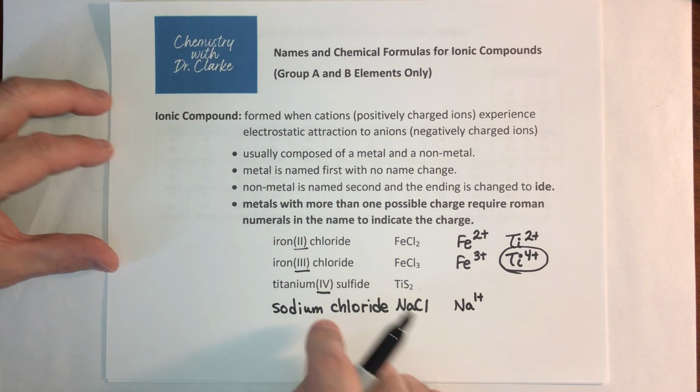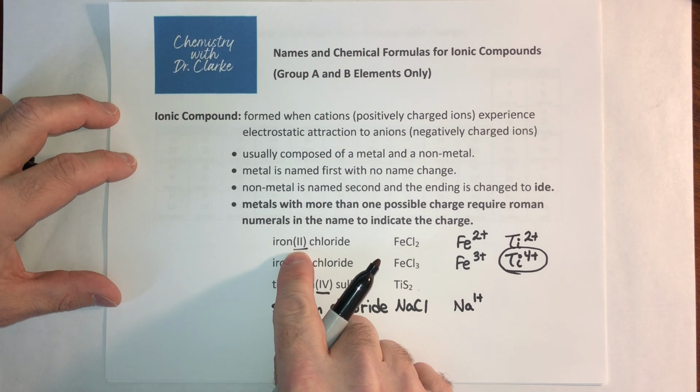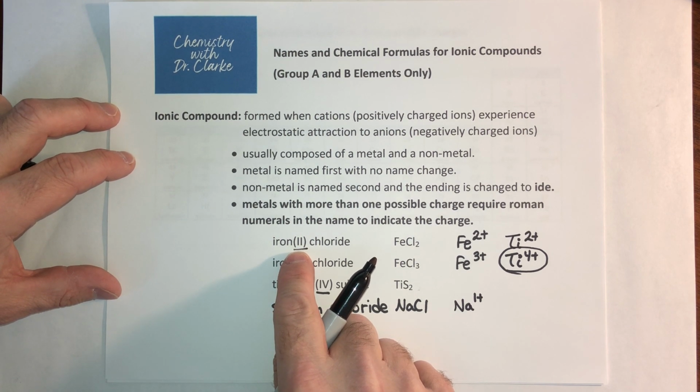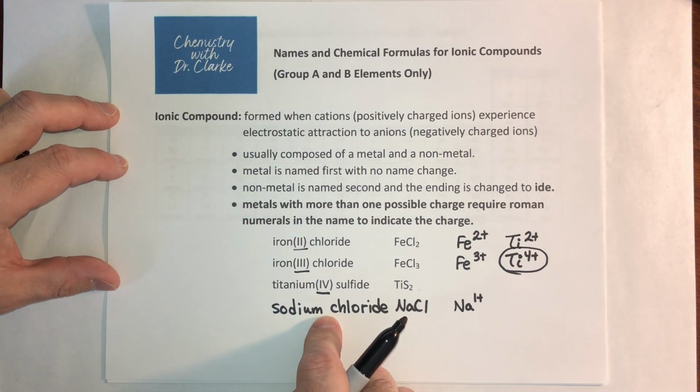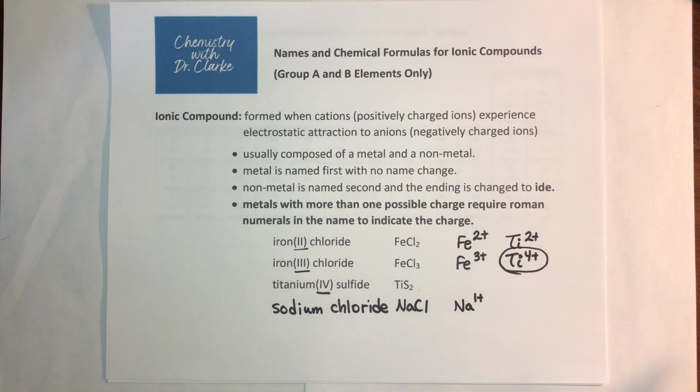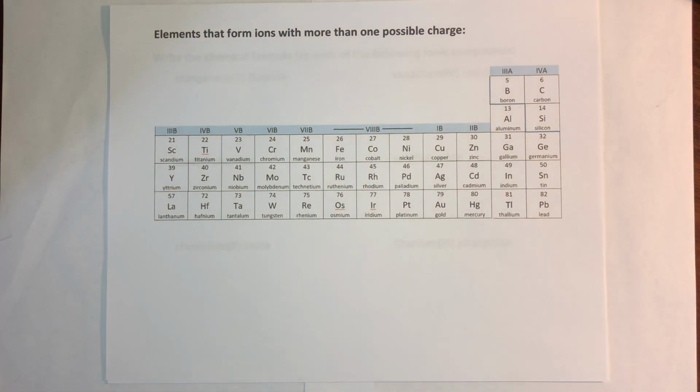You have to be careful, because if you're supposed to have Roman numerals and you leave them out, that's a mistake. If you're not supposed to have Roman numerals and you put them in, that's also a mistake. So you have to know when to use them and you have to know when not to use them. All right, so let's take a look at our B elements.